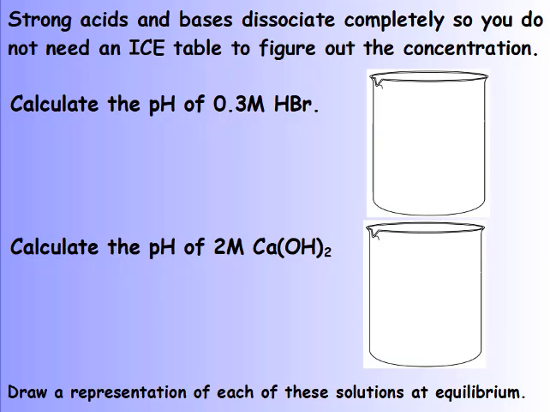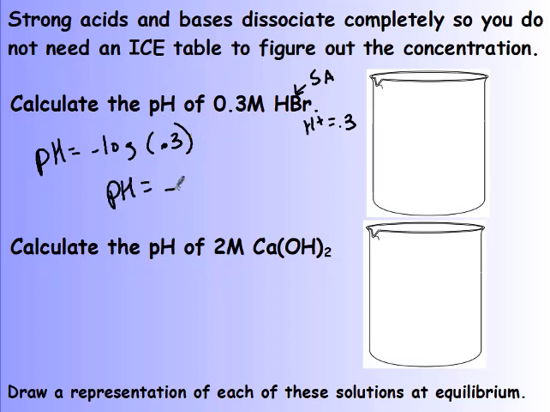So go ahead and pause the video and calculate your pH of these two acids and bases. Restart when you have your pHs. Well, since that's a strong acid, my concentration of H is 0.3 molarity. So my pH is 0.52.